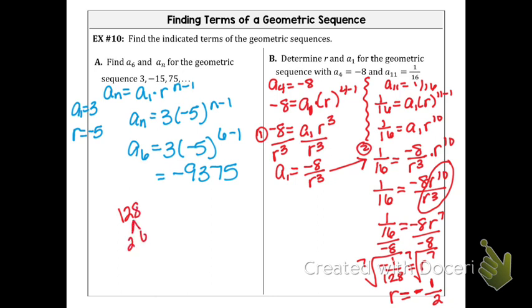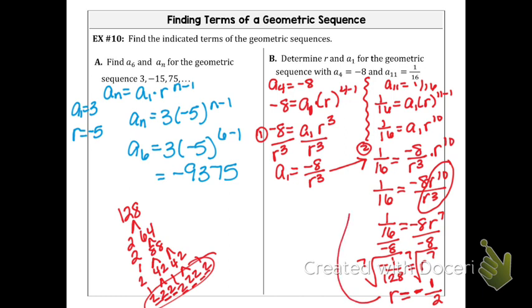128 is what, 2 times 64? And 64 is 8 and 8. 8 is 4 and 2. And 4 is 2 and 2. Bring down all my extra 2's. 1, 2, 3, 4, 5, 6, 7. So 7 of a kind. So I know the 7th root of 128 is 2. So I end up with r equal to negative 1/2.